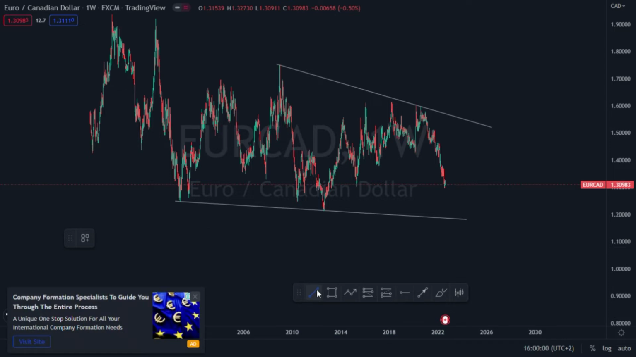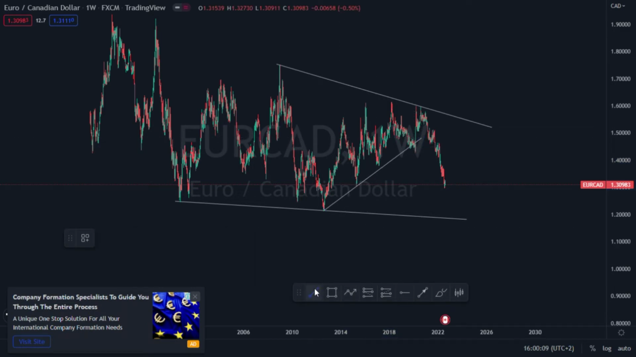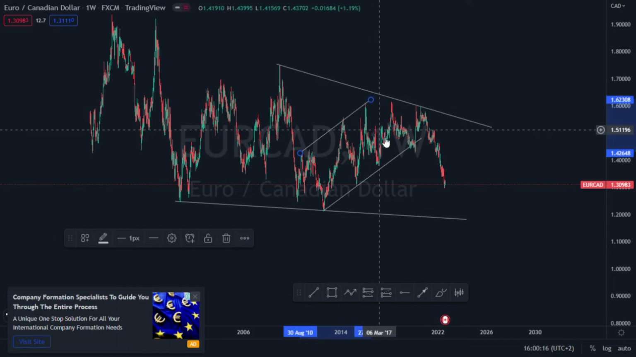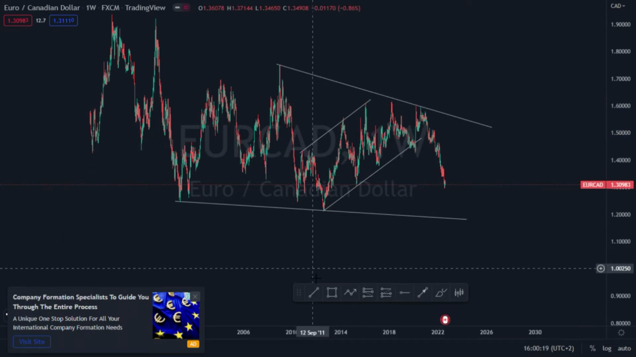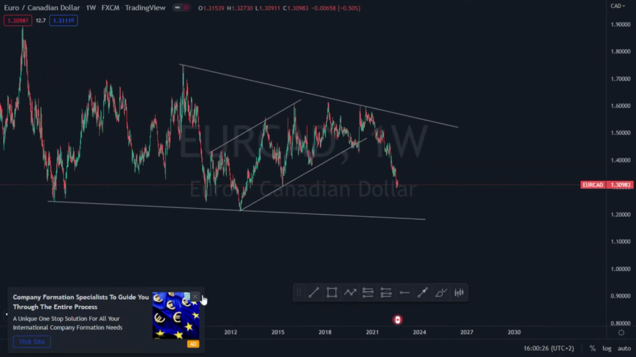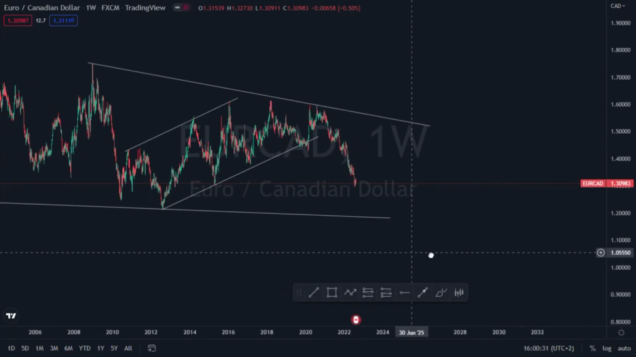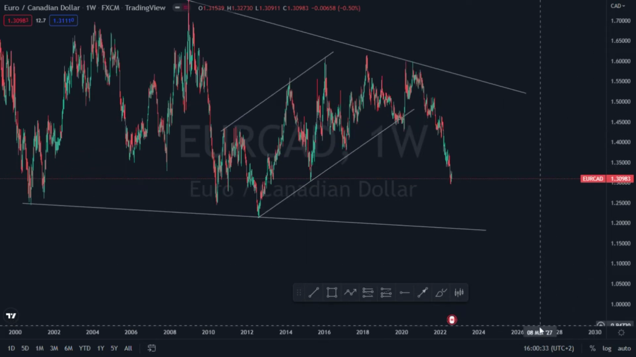We had that inside structure, a pattern within a pattern, which has already been broken. That confirms that this market has to go to the downside. So we have that pattern within a pattern. Now I can just zoom in onto the current market to see what I can get from it.